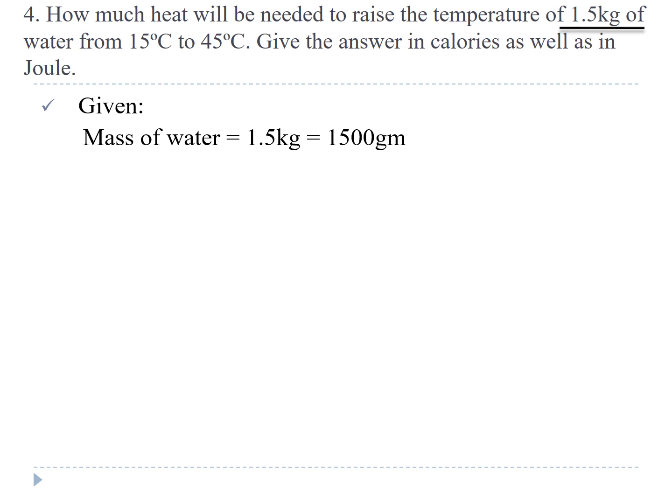Now here it is 1.5 kg, we need to convert it into gram. 1 kg is 1000 gram. So 1.5 into 1000 is not 15,000, it is 1500, because you have a decimal point there. That is why it comes to be 1500 gram.